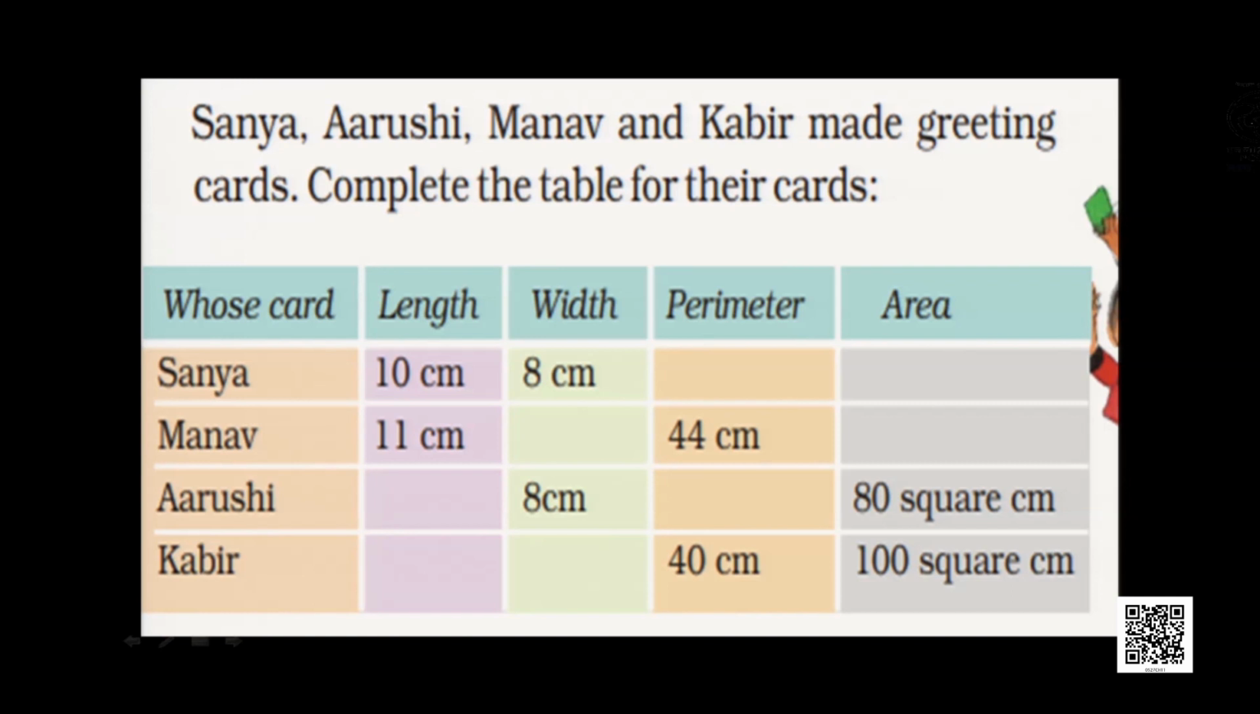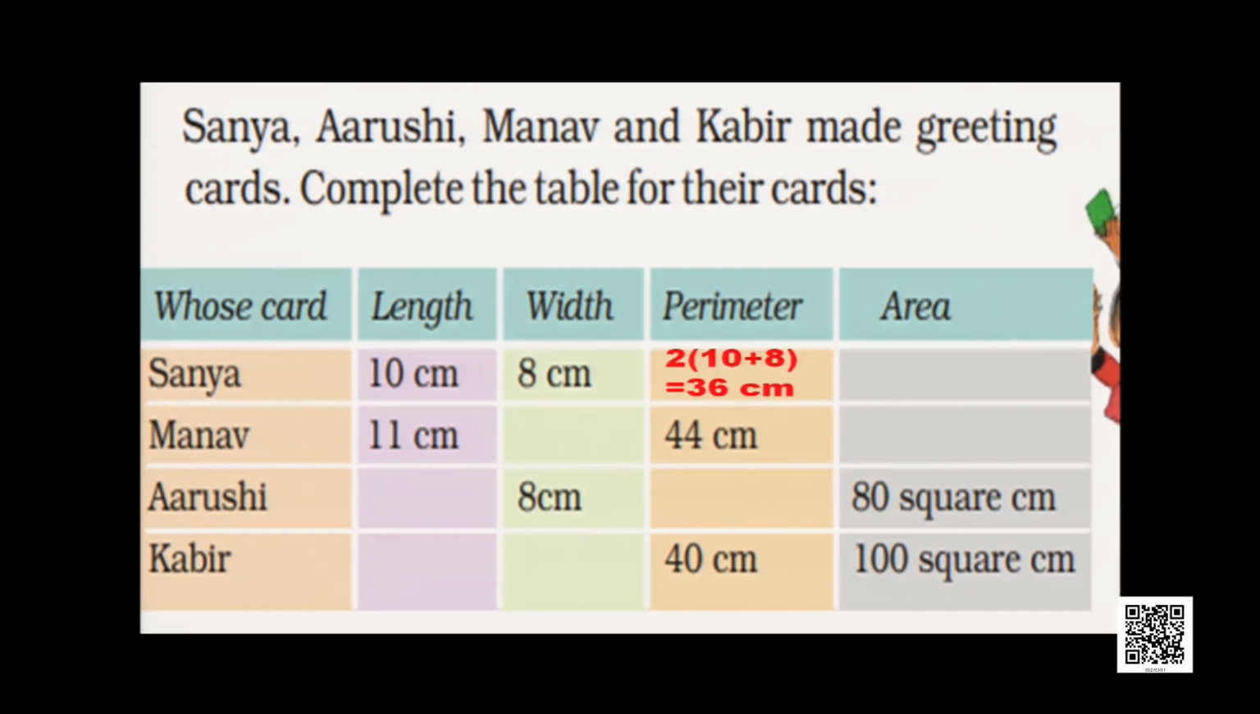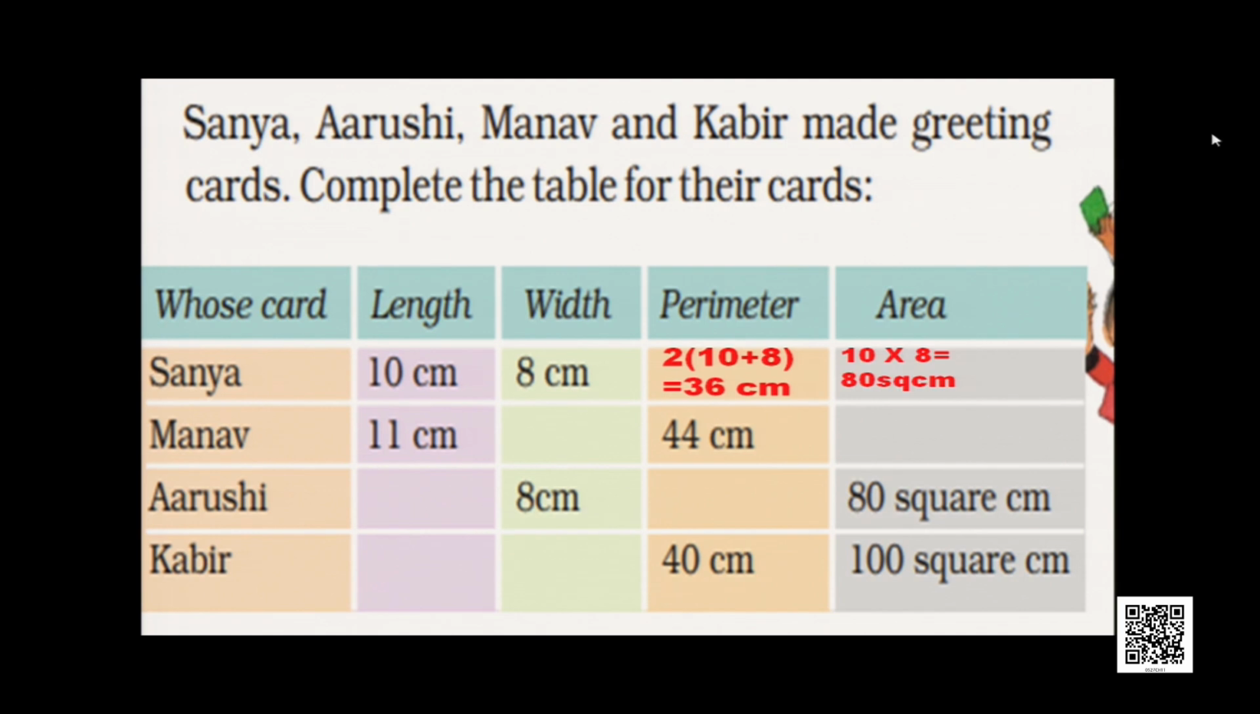First one, length is given 10 centimeter and width is given 8 centimeter. So you have to calculate perimeter and area. Very easy. You know the formula. What is that? 2 into length plus breadth. Here length plus breadth is 10 plus 8, 18 centimeter, and 2 into 18 is 36 centimeter. And what will be area? 8 into 10, 80 square centimeter.